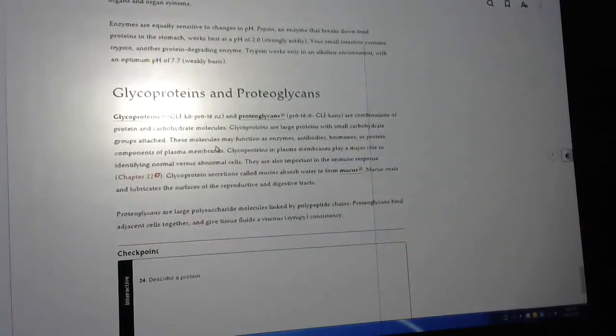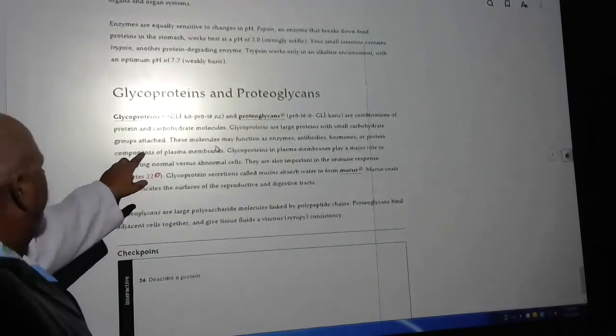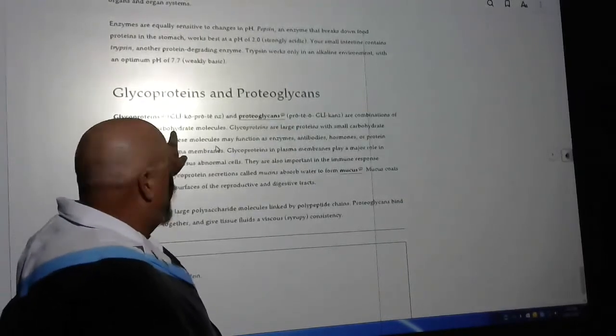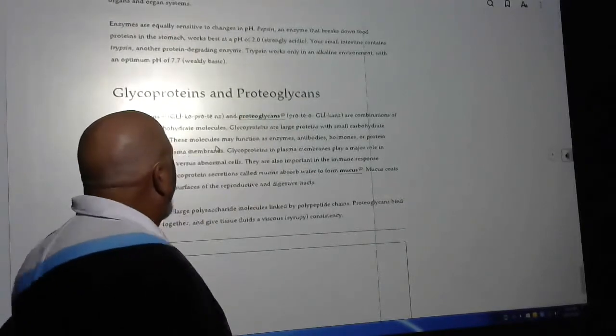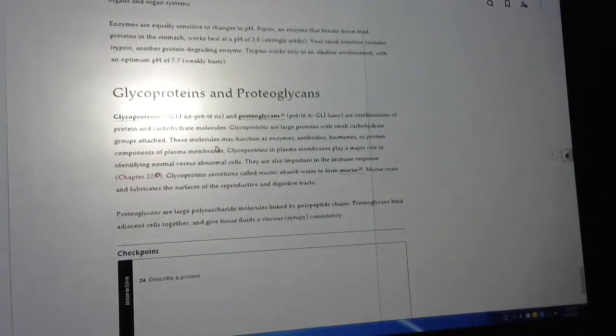Glycoproteins and proteoglycans are combinations of protein and carbohydrate, which makes sense. Carbohydrate that we talked about was what? Glucose, right? Glycoproteins and proteoglycans, okay? Are combinations of proteins and carbohydrate molecules.